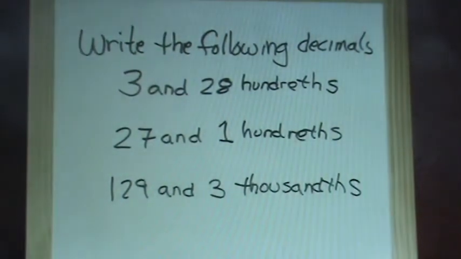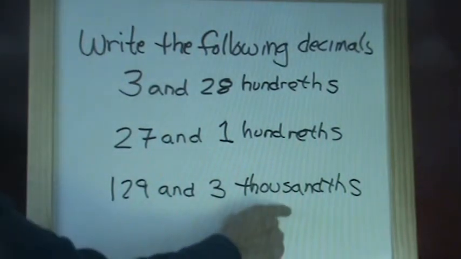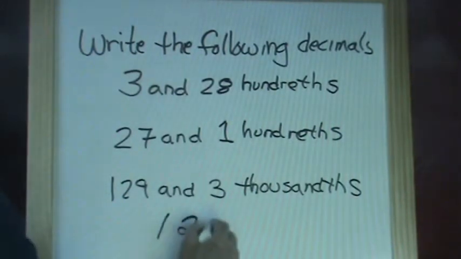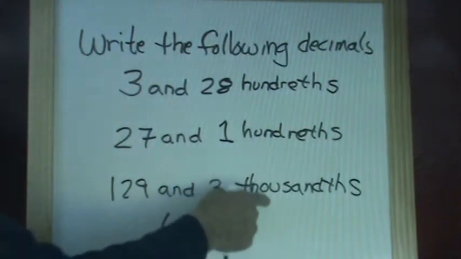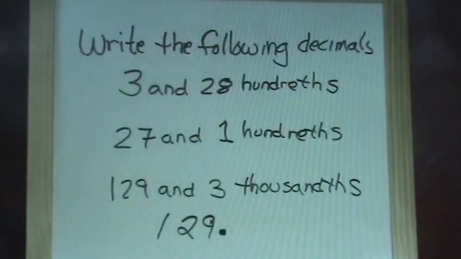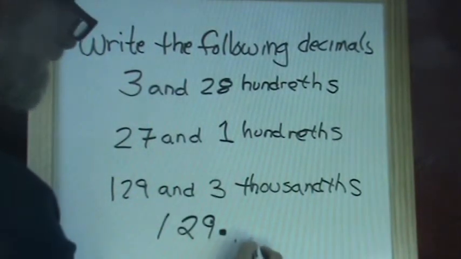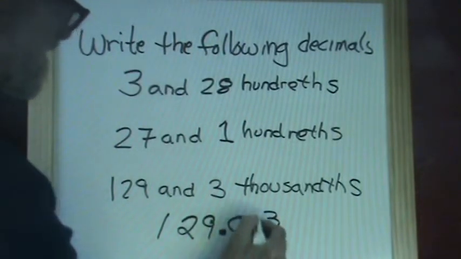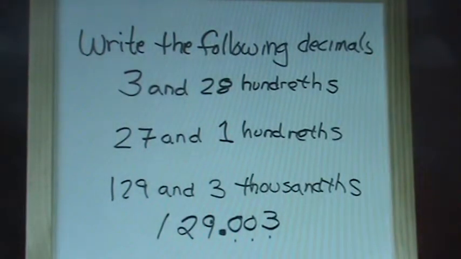And let's take a look at the last one. 129 and 3 thousandths. Well, this is a mixed decimal, the whole number 129, and is the decimal point, now 3 thousandths. Well, the 3 has to go in the thousandths place, tenths, hundredths, thousandths, so the 3 goes there, and I have to put a 0 in the tenths and a 0 in the hundredths. So that number is 129 and 3 thousandths.